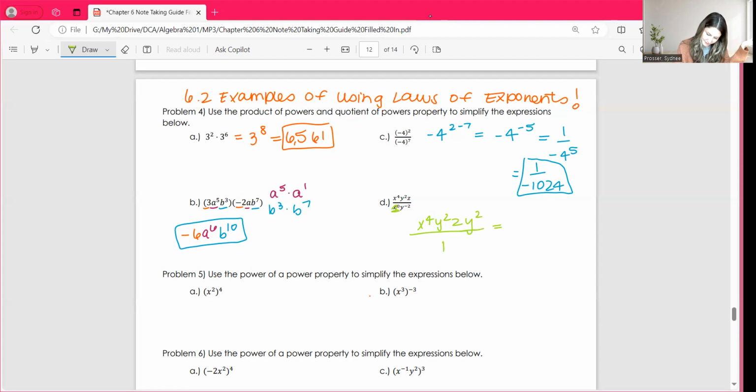Combine any other terms. I've got x to the 4th. Notice I've got y's here. Y squared times y squared gives me y to the 4th. And z has no like terms, so we're going to leave it as z.